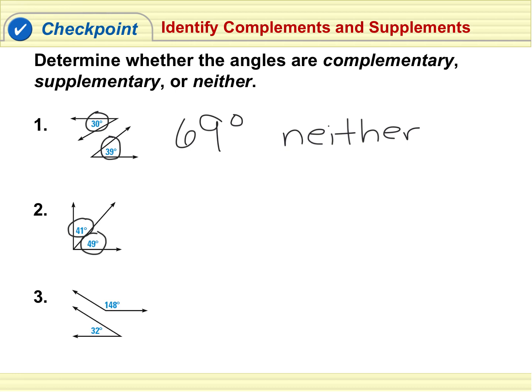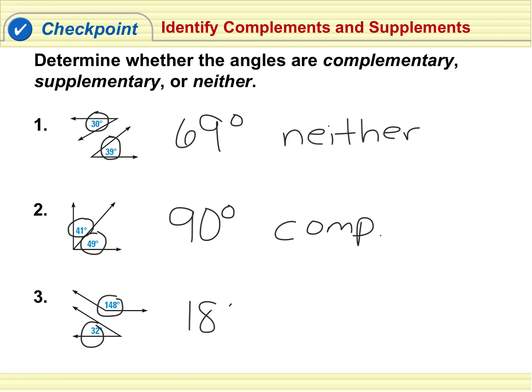Number 2, what do we do with these two? Add them. What do you get? 90 degrees. What does 90 degrees mean? Complementary. Okay, what about these two? Add them. What do you get? 180. What does 180 mean? Supplementary. Are we good with this?